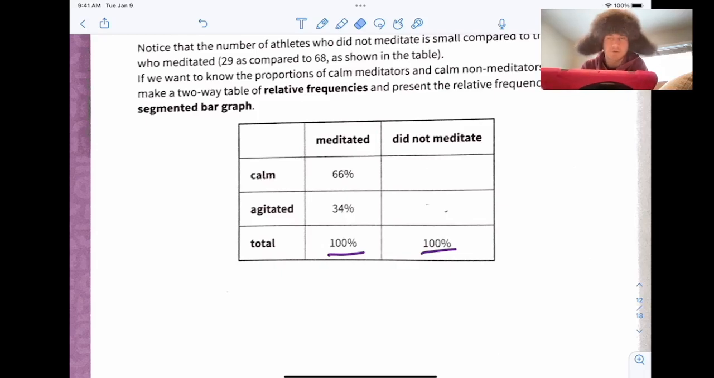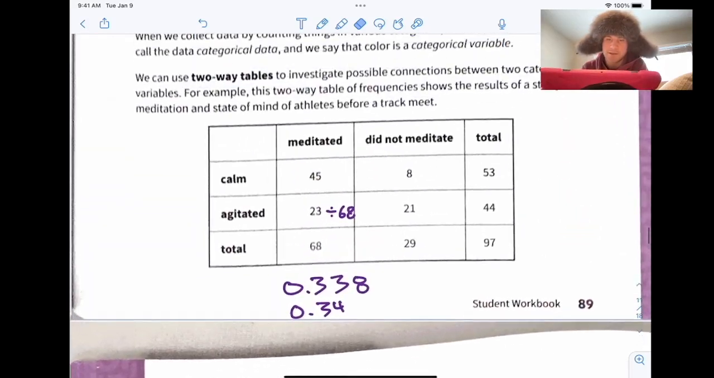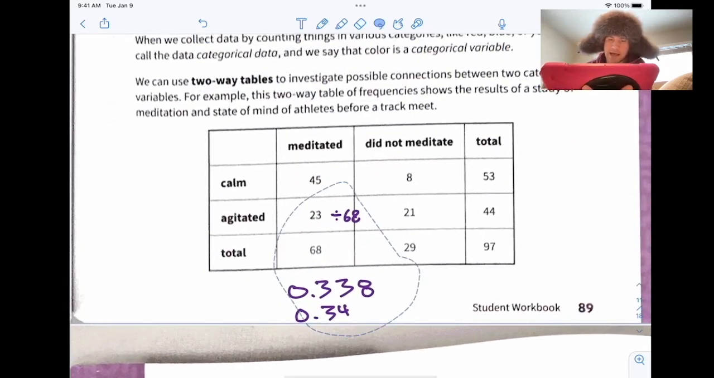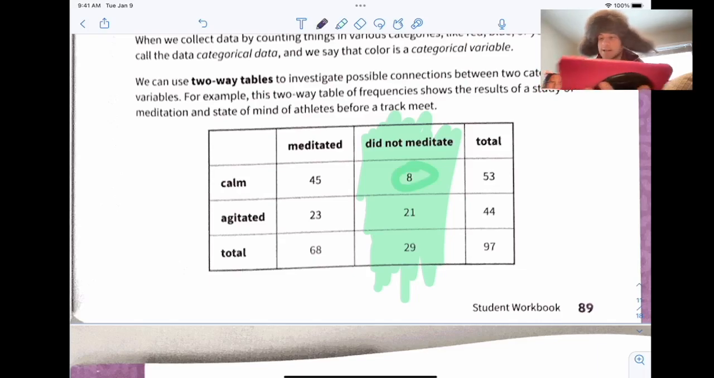Again, we can do this for the percentage of people who did not meditate as well. So out of those who did not meditate, what percentage were calm? Let's look up here again. Out of those who did not meditate, we're looking at this column right here. Out of the 29, 8 of them were calm. Now, what percentage is that? Well, that's where we do our trick. So 8 divided by 29 is 0.275, or 28%.